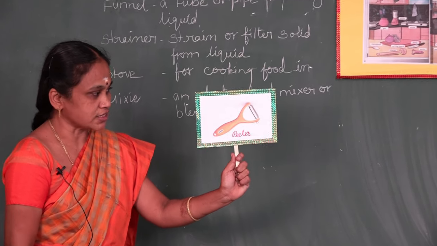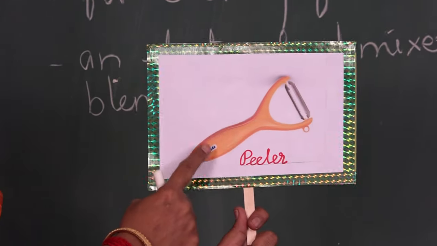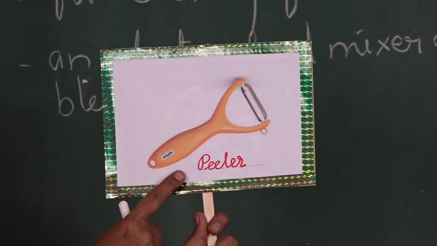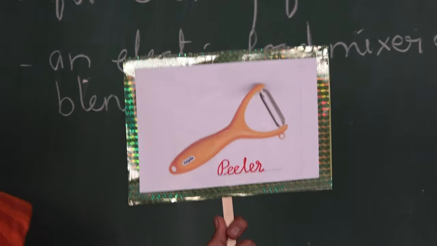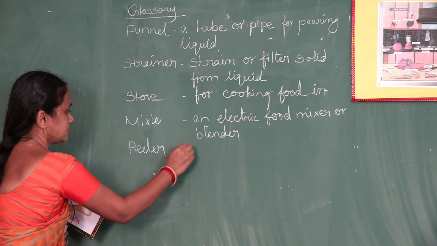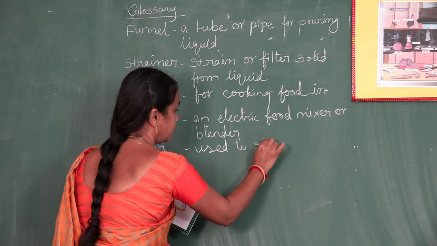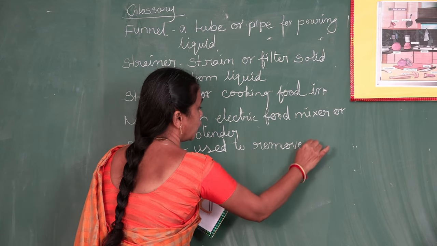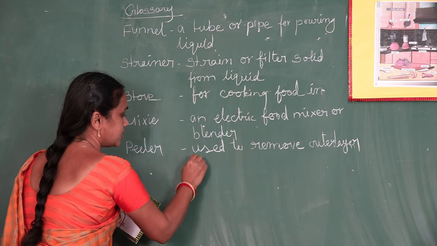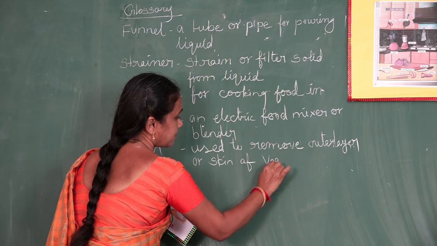Peeler. A peeler is a tool that consists of a metal blade with a slot attached to a handle, used to remove the outer layer or skin of fruits and vegetables. Peeler: used to remove the outer layer or skin of vegetables.